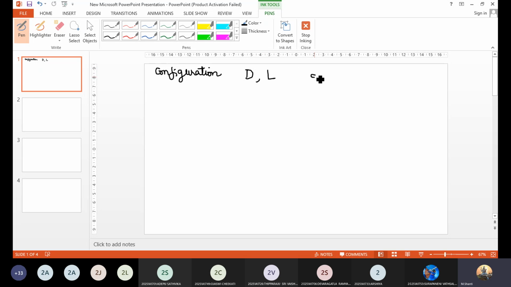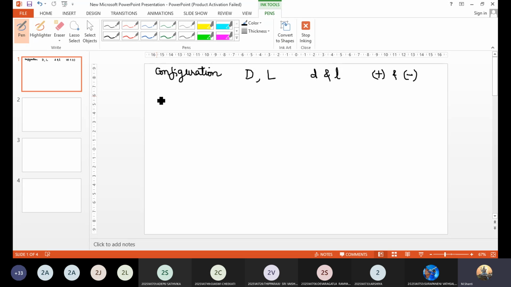Or it can be small d and small l. You should be very careful with this, girls. Can you tell me what is the reason for this? I actually wrote three different types, right?